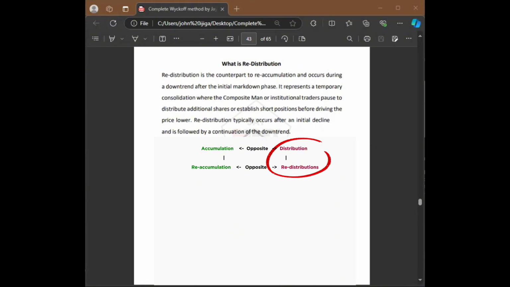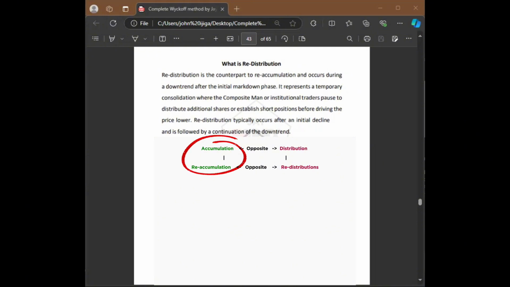The distribution happens in trends reversing to the bearish side, while the redistribution happens where trends are continuing in the bearish direction. So they are both bearish. Why are these both bullish? The accumulation happens where the trend is going to the bullish side. The reaccumulation happens where the trend is still in the direction of the bullish side.